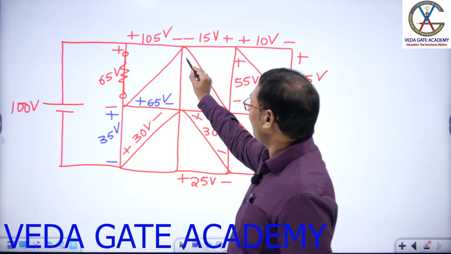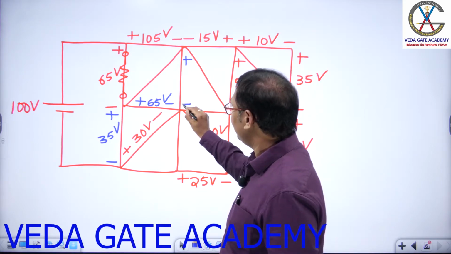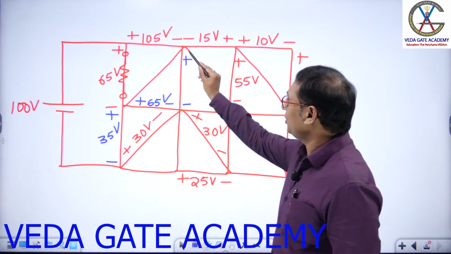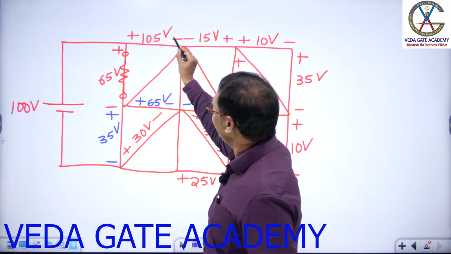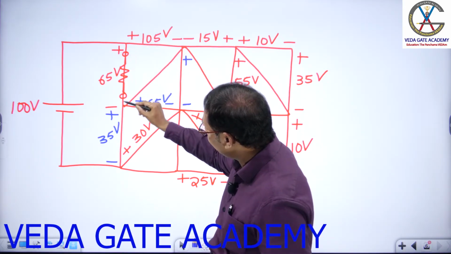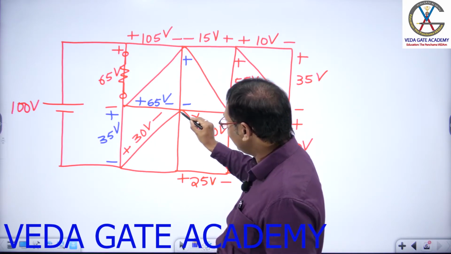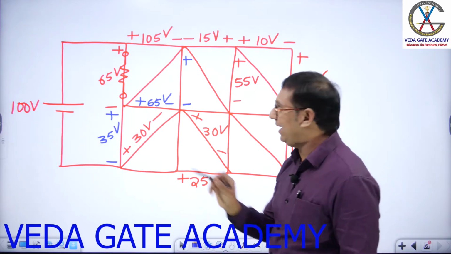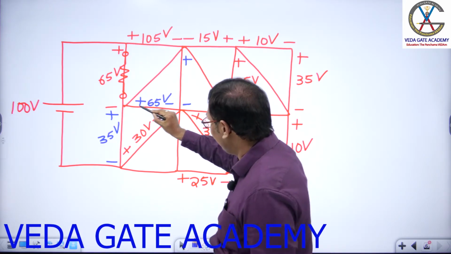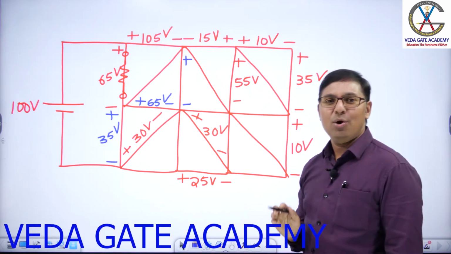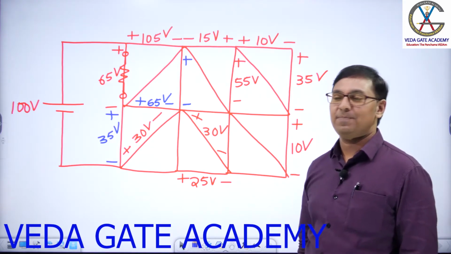Next, I want to find this branch voltage. Putting plus here, minus here. Start at positive, go to negative. Can I go like this? No, not possible. Can I go like this? Yes. Can I come like this? Yes. One way, other way. Next, can I go like this? Yes. Can I come like this? Yes. Now you tell me what way you want me to prefer.